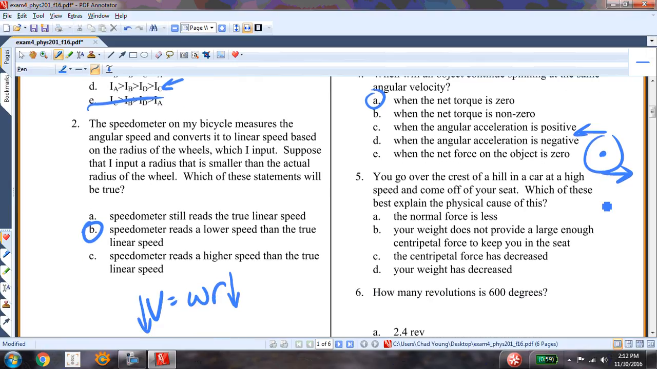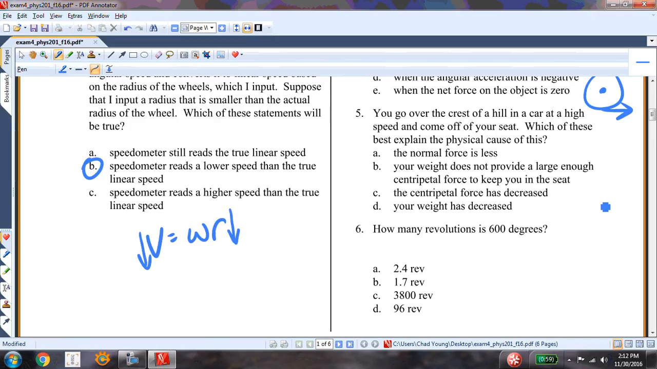You go over the crest of a hill in a car at a high speed and come off your seat. So you're traveling over the hill like this. There's your car. And when you're in it, you sort of come up out of your seat a little bit. Which of these best explains the physical cause for this? Okay, so you have to pick out the best explanation.